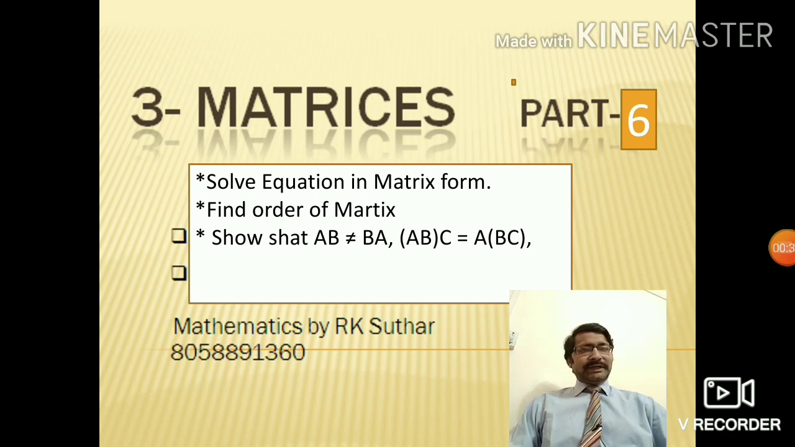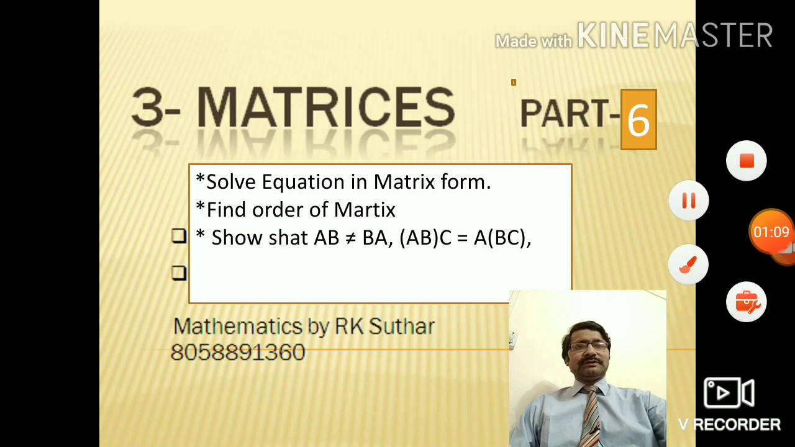Find the order of a matrix. Here we will do the complex matrix, not a simple matrix. A group of some matrices will be given to you, and it will make a single matrix, and you have to find its order, so that AB is not equal to BA and (AB)C equals A(BC). This is the associative property, which we will also prove here, and we will do many questions related to the same type. Some questions we will solve here.